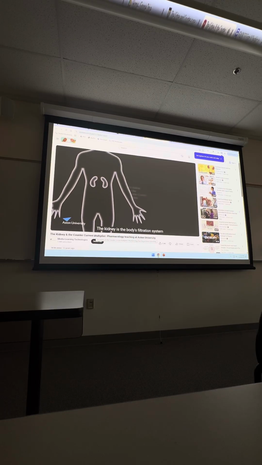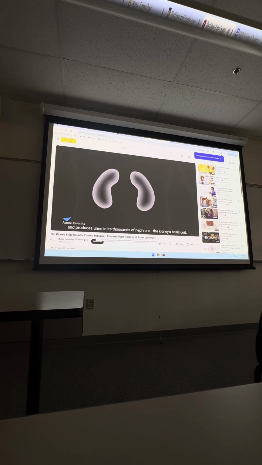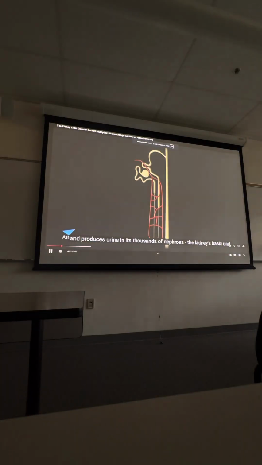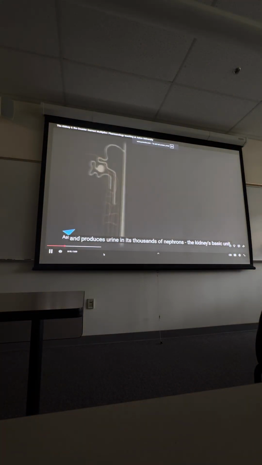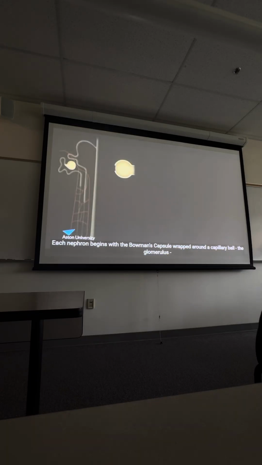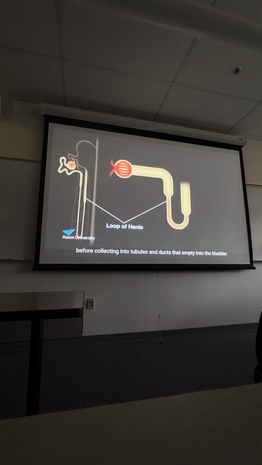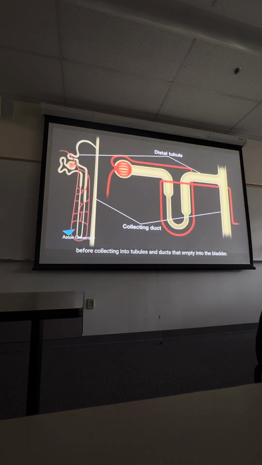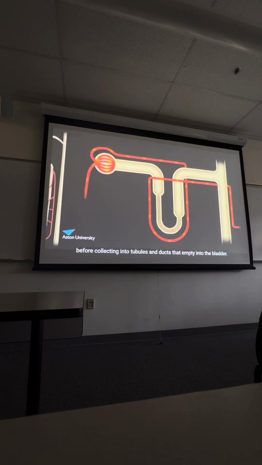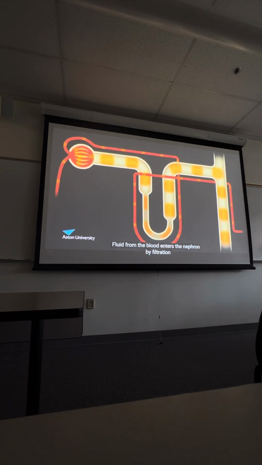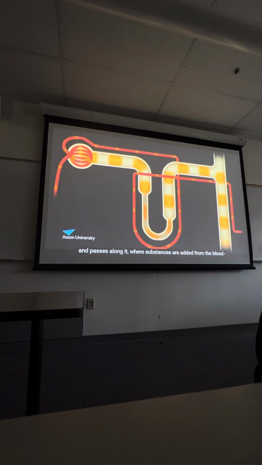The kidney is the body's filtration system and produces urine in its thousands of nephrons, the kidney's basic unit. Each nephron begins with a bony capsule wrapped around a capillary ball, the glomerulus, which becomes a tubule that eventually forms the loop of Henle, before collecting into tubules and ducts that empty into the bladder. Fluid from the blood enters the nephron by filtration and passes along it, where substances are added from the blood by secretion or removed from it by reabsorption.